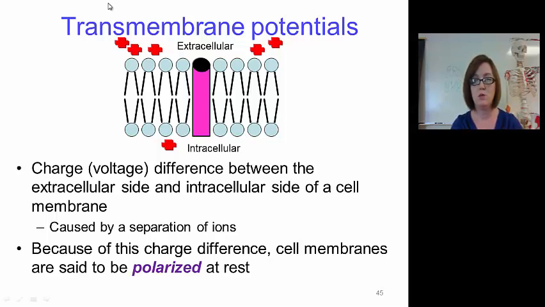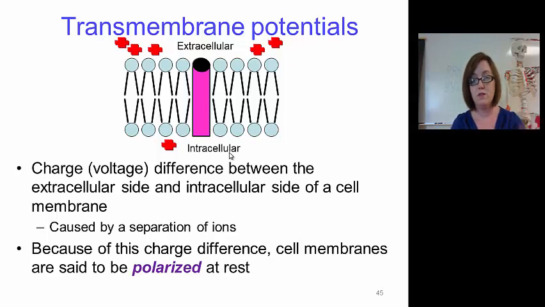So if you look in the picture here, we'll say the top is extracellular, so outside the cell, and this would be intracellular, inside the cell. And if you notice, I have 5 positive ions outside the cell and 1 positive ion inside the cell. So hopefully you agree that there's a voltage difference between the inside and the outside of that cell. The ions carry charge, and so this charge or voltage difference between the inside and the outside is caused by ion separation.